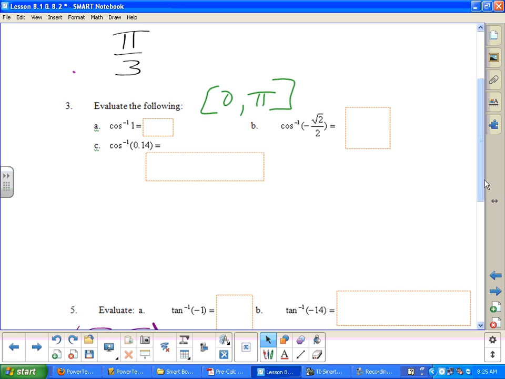Inverse cosine. The range for inverse cosine is between 0 and pi. The domain is between negative 1 and 1. All right, so when does cosine equal positive 1?